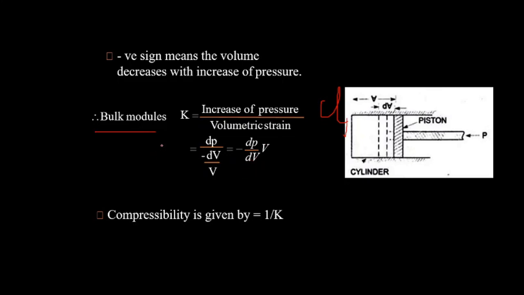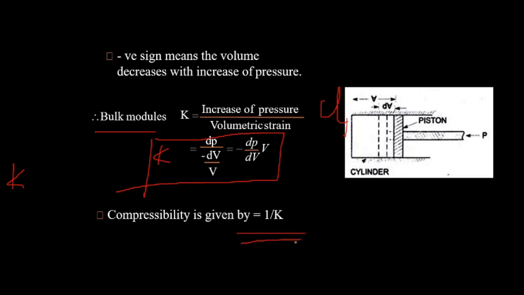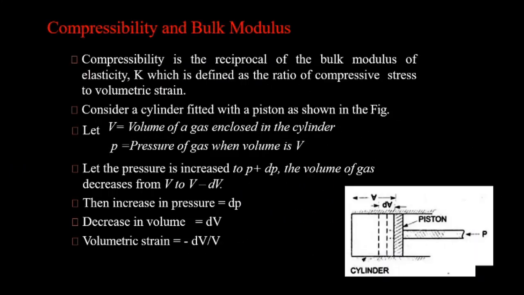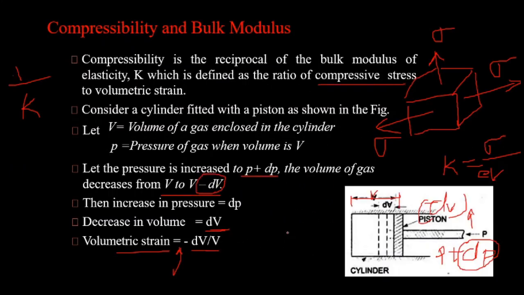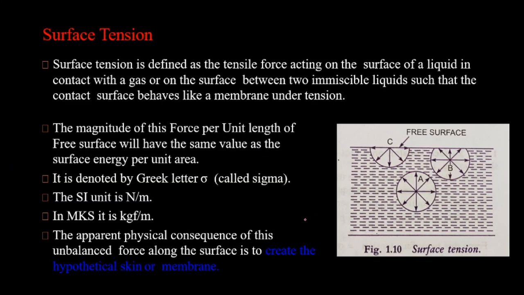So the value of K in context with our fluid mechanics is K equals minus dp by dv into v. This you have to remember. It will help in solving the problems which come later on. But then what is compressibility? It is the reciprocal of the bulk modulus. So this was about compressibility and bulk modulus.